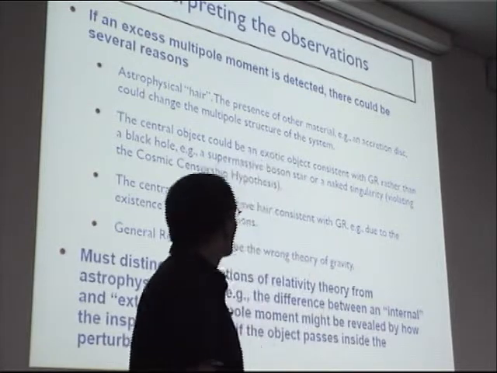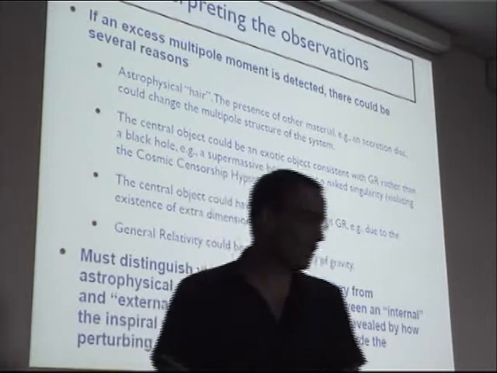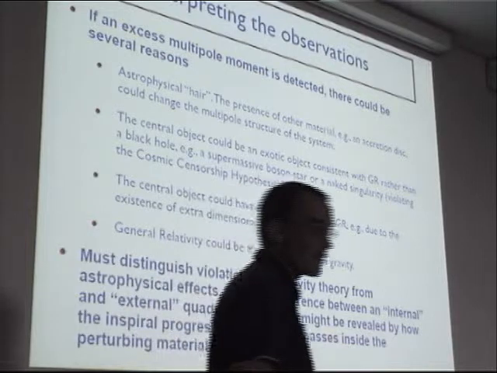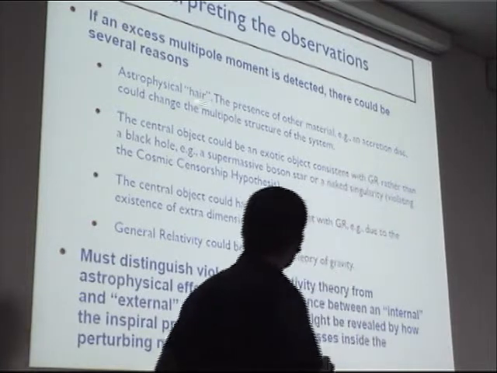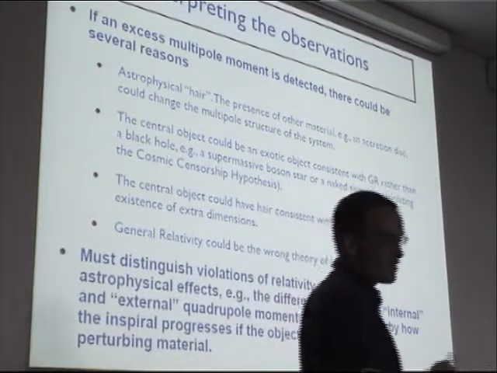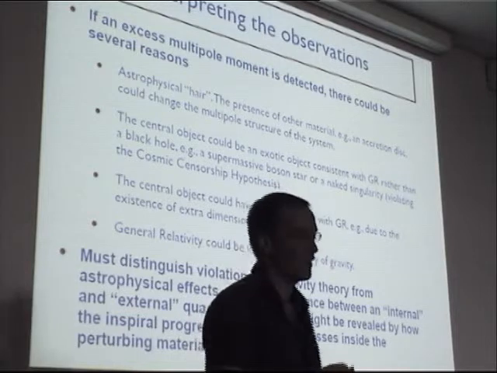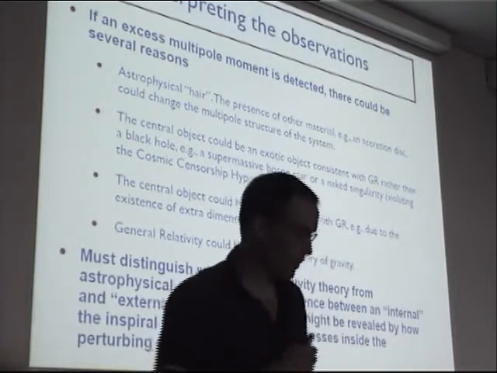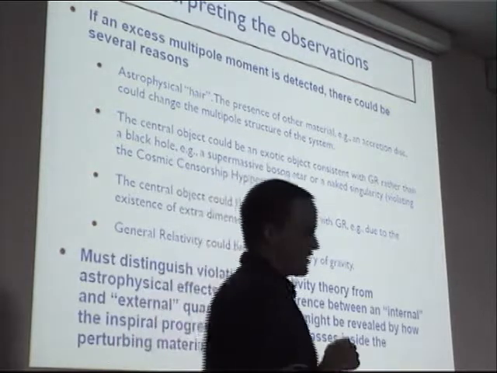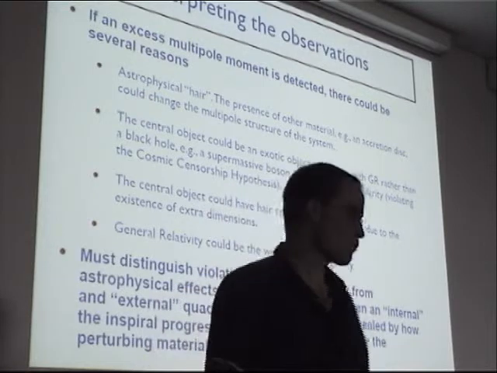Assuming we do make observations and detect an excess multipole moment, how do we interpret it? There could be several things that give rise to it. We could have astrophysical hair, so other material in space-time, an accretion disk or something, could change the multipole structure of the system. And this is something Enrico will talk about on Friday, though their results suggest that unless the accretion disk is very unphysical, it won't actually make a significant imprint on the inspiral.